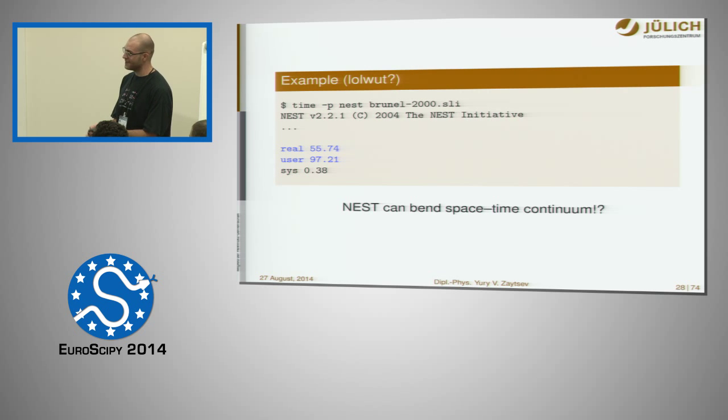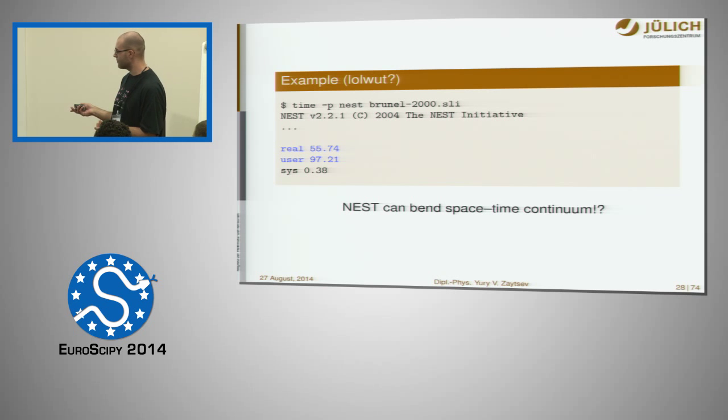Perfect. So let's take another example. Probably most of you have nothing to do with neuroscience. That's why Nest doesn't tell anything to you, but let's assume it's an amazing tool that is useful for neural network simulations. And then you do a neural network simulation with a script, which is a standard network in the field, and then you see that it took 55 seconds of real, whatever real is. It took 97 seconds of user, which is whatever user is, and then less than 1 second of sys.